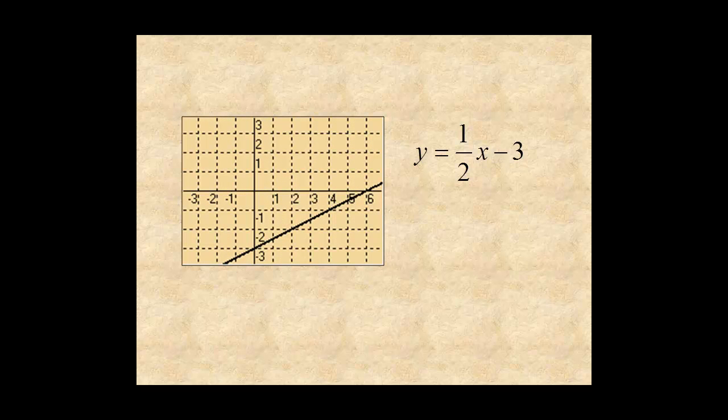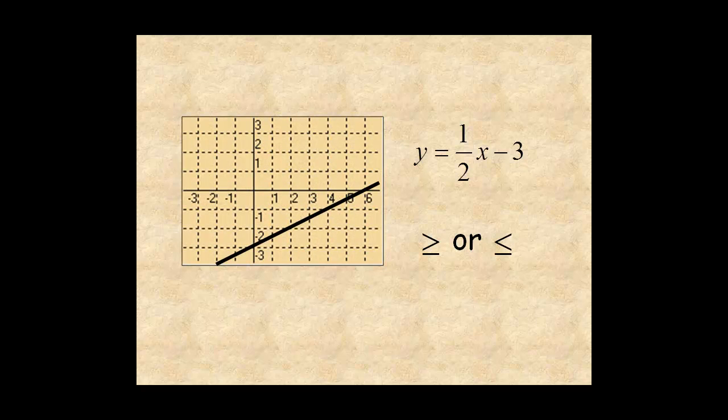If the inequality is greater than or equal to, or less than or equal to, graph a solid line to indicate that the graph includes the points on the boundary. On the other hand, if the inequality is just greater than or less than, graph a dashed or a dotted line to indicate that the graph does not include the points on the boundary.